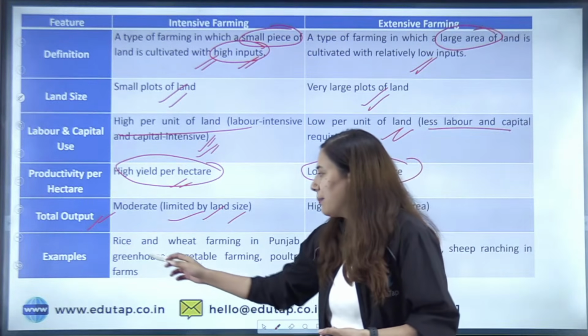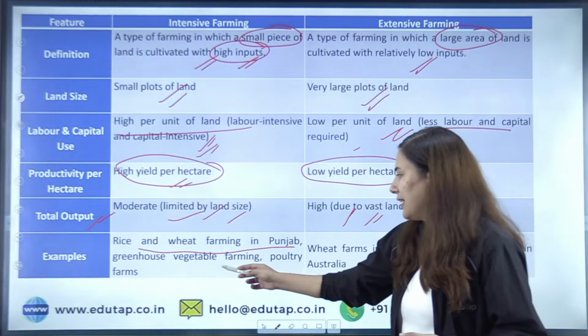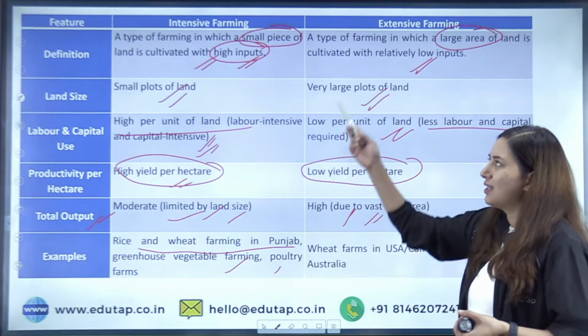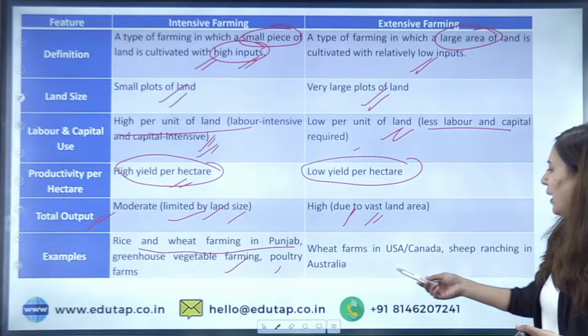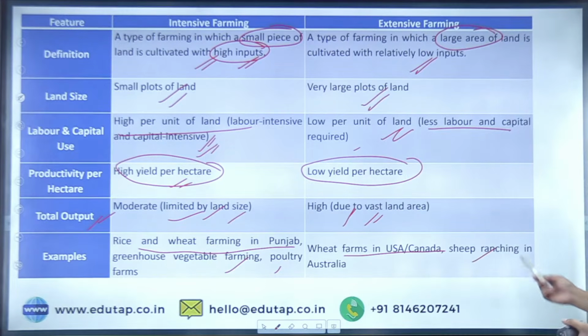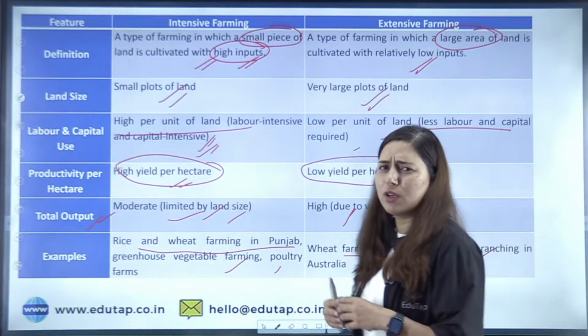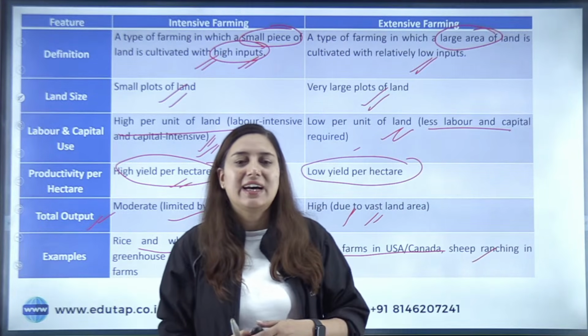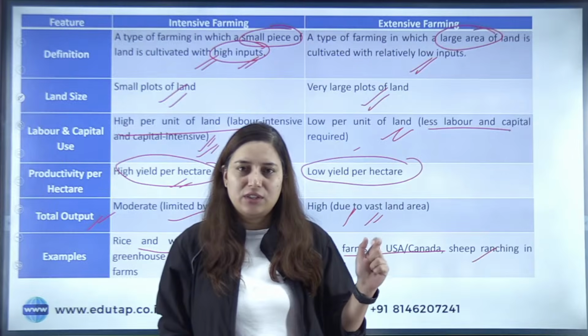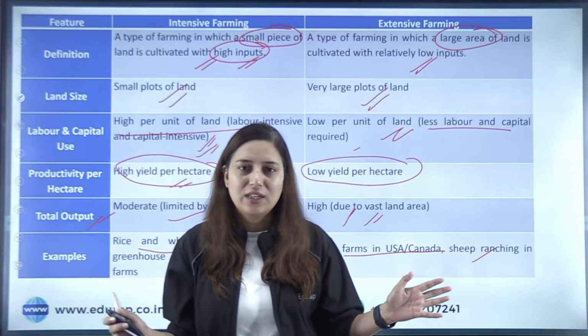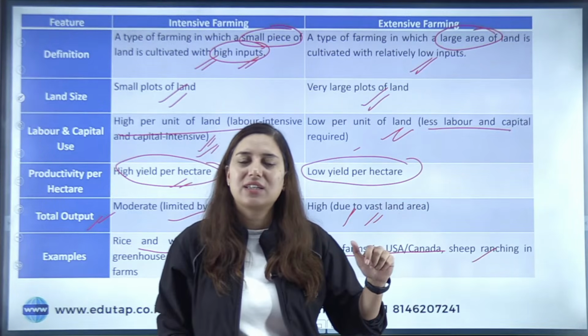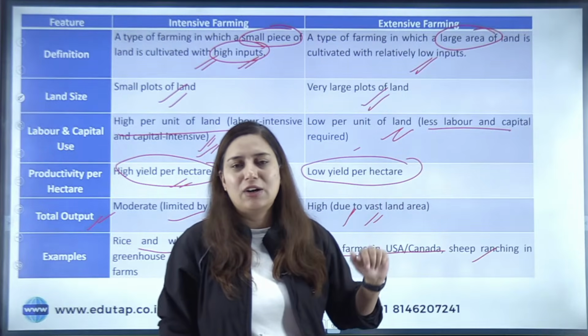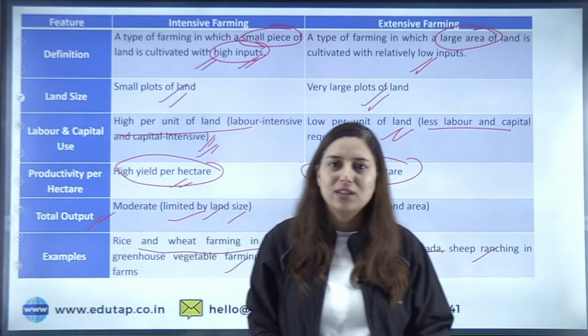If I talk about examples, so rice and wheat farming in Punjab, greenhouse vegetable farming, poultry farms are the example of intensive farming, while wheat farm in USA, Canada, sheep ranching in Australia, these are the example of extensive farming, जहाँ पे लोगों के पास काफ़ी ज़मीन होती है and they are using it for the crop production, ठीक है? So they have a huge land, that's why उनका जो production है ज़्यादा होता है और उनको ज़्यादा capital और ज़्यादा input लगाने की ज़रूरत नहीं होती है.